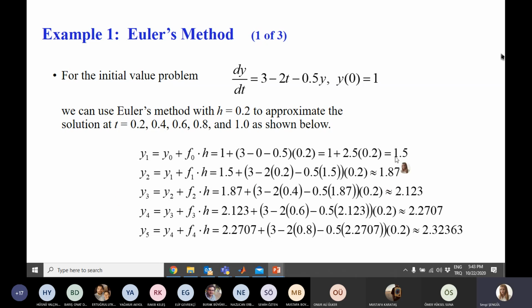And now for y3, plug in y2 plus f2, which will be t 0.4, y2 1.87 in the right-hand side times h. Next value. And for the next one, I will be using this one and the step that I just found, which was 0.6. And I will find the next, and I will find the next. Is it clear?